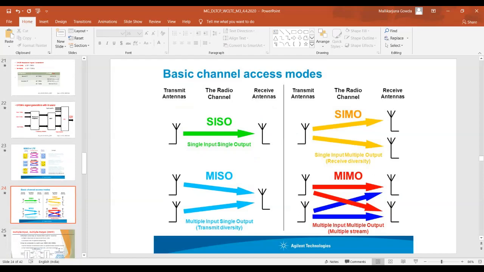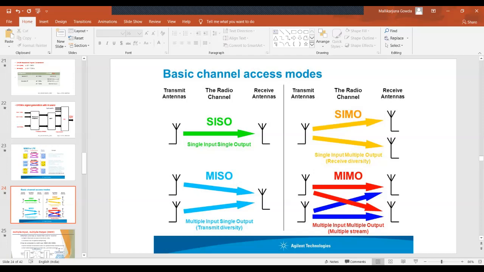Let me say these are the different varieties of MIMO. First is single input, single output. I have written here the transmit antenna, the channel, and the receive antenna. There will be a single transmitting antenna and a single receiving antenna. This is known as single input, single output. Next is multiple input, single output, that is, multiple antennas at the transmitter side and only a single antenna at the receiver side. This we call transmit diversity: more than one antenna is used at the transmitter side, and only one antenna at the receiver side.